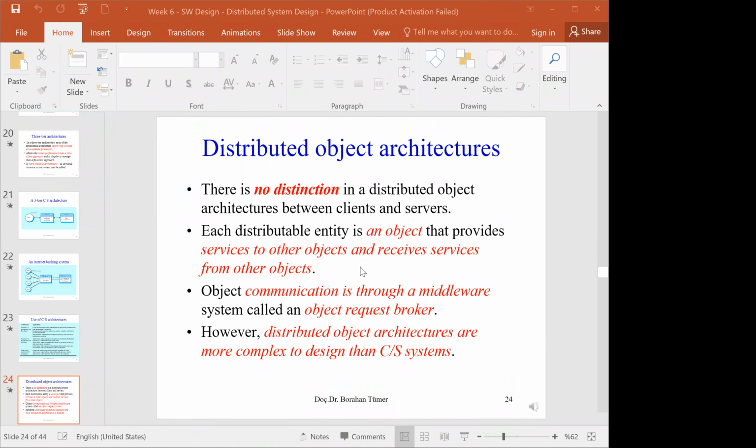However, distributed object architectures are more complex to design than client-server systems. In distributed object architectures, we have nodes that serve both as servers and clients. But the problem is that distributed object architectures are more complex to design than client-server systems.